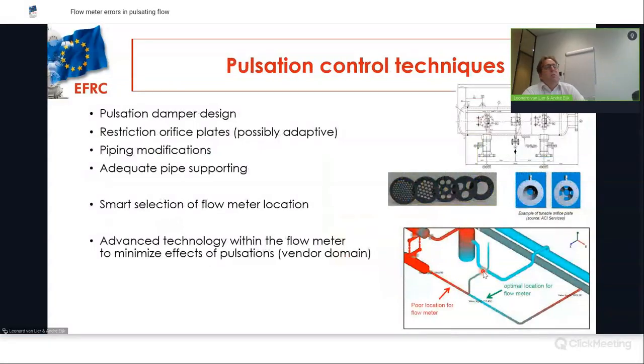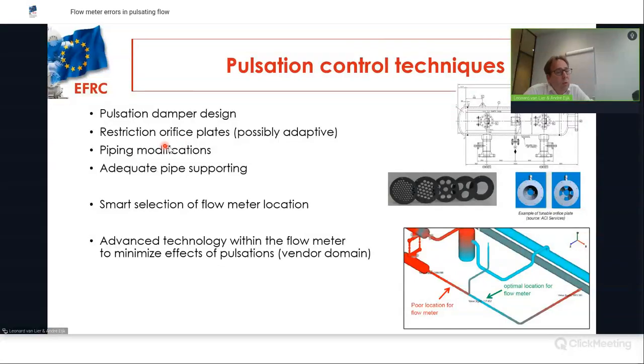What can you do about it? Well, some of the conventional techniques, of course, also help to reduce flow pulsations. A good pulsation damper design is the first step. That can be a simple damper, it can be a damper with internals and choke tubes. So there are all kinds of techniques available to optimize the pulsation damper as much as possible.